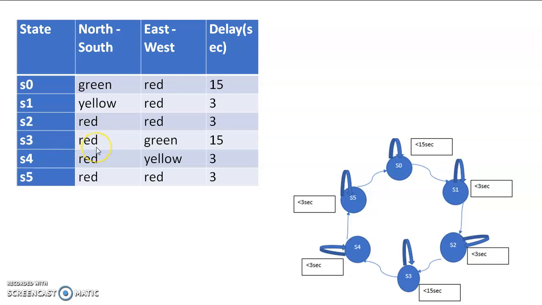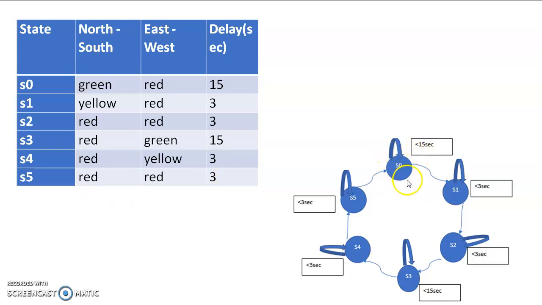S3 is the state where now east-west is green, north-south is red, with a delay of 15 seconds. S4 is the state where east-west is yellow and north-south is red, with a delay of 3 seconds. S5 is the state where both north-south and east-west are with the red signal for a delay of 3 seconds. This can be represented in the form of a state diagram.